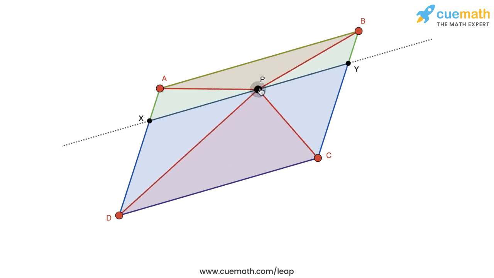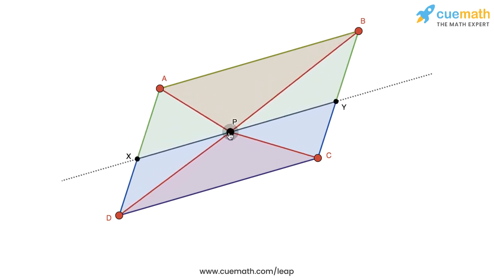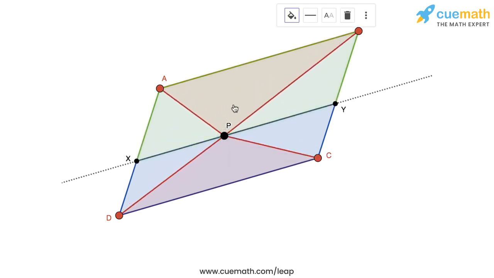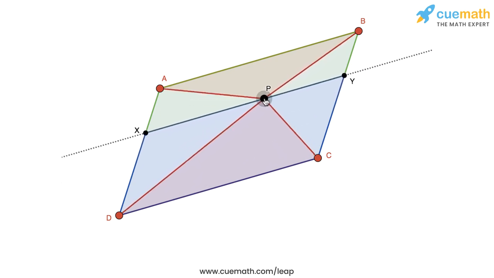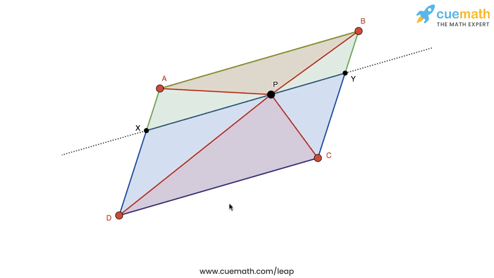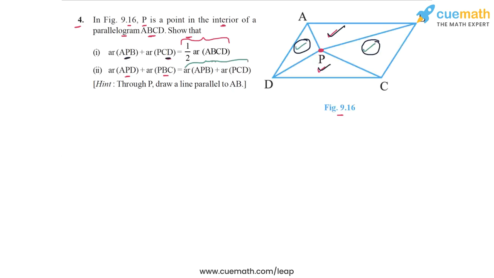No matter where P is inside this quadrilateral, the area of APB is half of the area of AXYB, and the area of PDC is half of the area of XDCY. So put together, the sum of the areas of the two triangles is half of the total area of ABCD. So now coming back to the question, let's write out the proof properly.